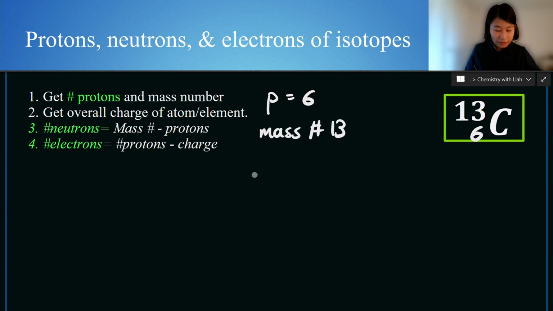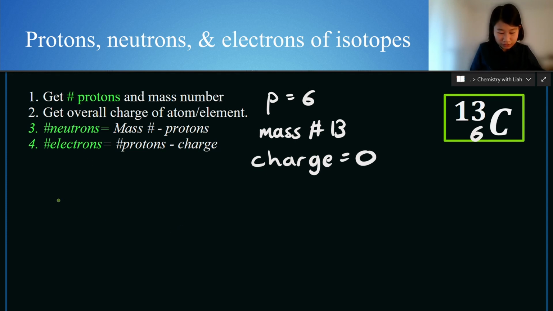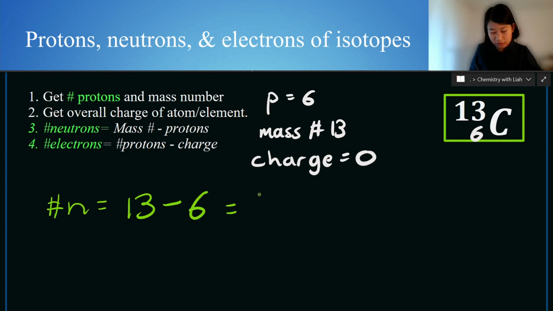All right, and then we're going to have the overall charge of the element. So in this case, carbon is neutral. There is no number here in the upper right corner. So the charge is 0. So what are we going to do next? Well, let's find the number of neutrons. So number of neutrons is going to be equal to the mass number minus number of protons. So that's going to be 13 minus 6. And that's going to be 7 neutrons.